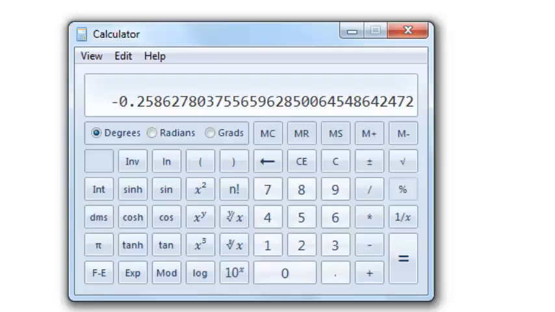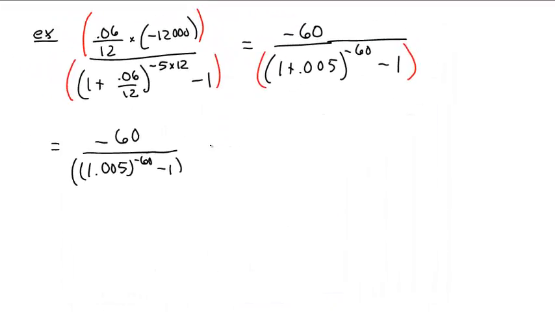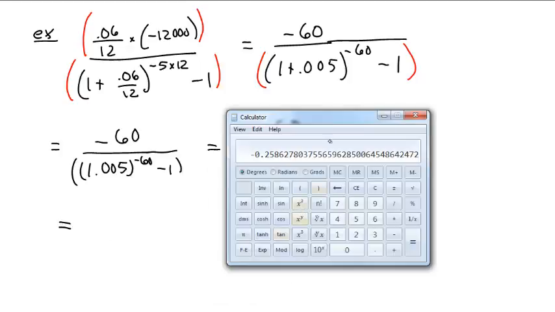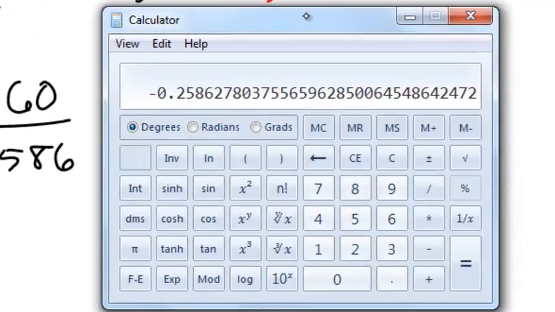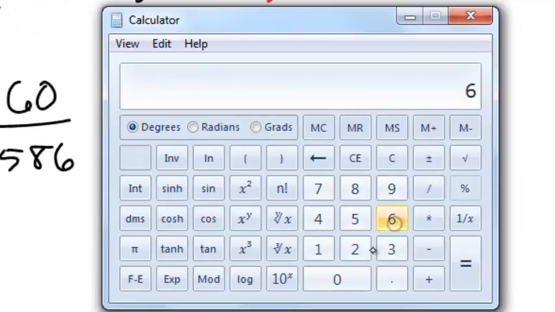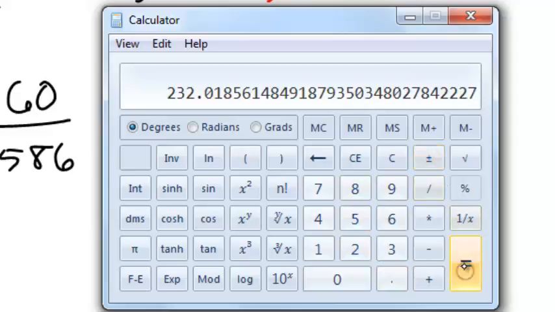2586, and it's negative 2586. So this is negative 60 over negative 0.2586. You could say that a negative divided by a negative is a positive, or if you're not that confident in your math abilities, we can just do it out entirely. We say 60, then the negative, divided by 0.2586, and then the negative equals, see, we did get a positive answer.